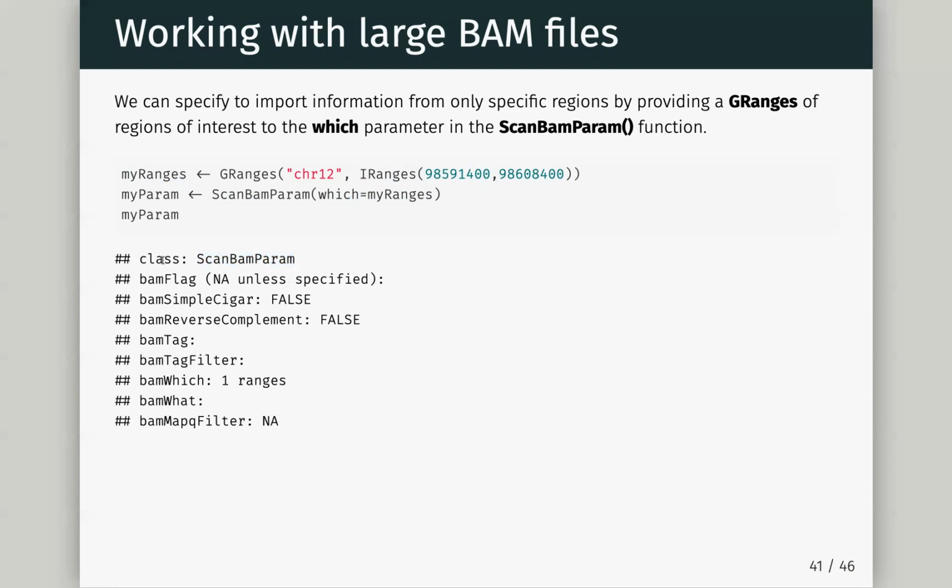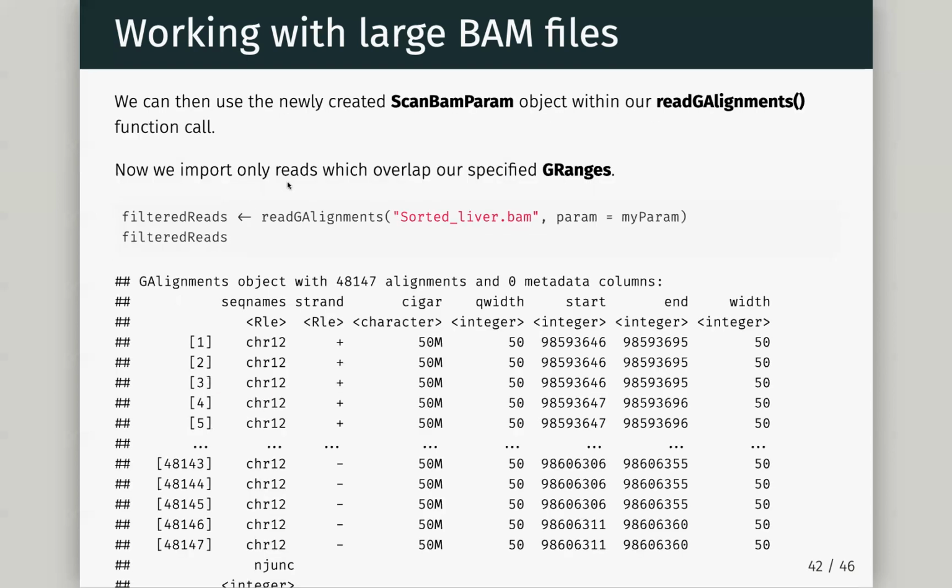And we can see it's got some information here. It tells us the class, tells us I'm not specifying any flags, no filters on really anything other than the which, where I just have one range. Okay? I can import multiple ranges if I want to, but here I've just set one range. So now when I go read in this file, I can do readGAlignments. I can specify the file, but I just specify param and I pass it the ScanBamParam object I created on the last slide, so the one specifying the which. And now when it imports it, it doesn't read the whole file, it just goes straight to that region and reads it. Okay, super quick and super memory efficient.